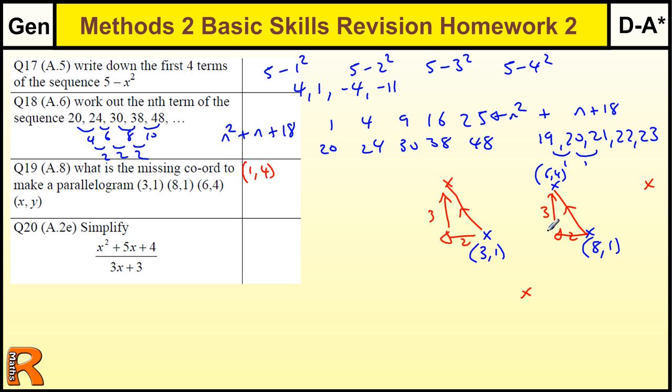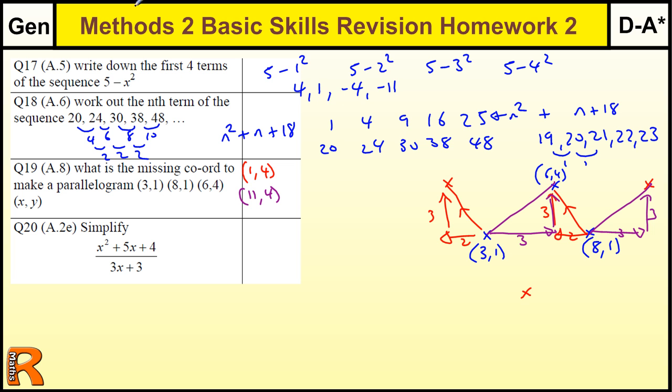If it was going up this way, that makes it parallel to this side. Let's do a different colour. It would be this. These two sides are parallel. So how far across and up is it going now? Well, it's still going up 3, but it's going across 3 and then up 3, across 3 and then up 3. So it's going across 3 from 8, which would be 11. And up 3 would be 4 still.